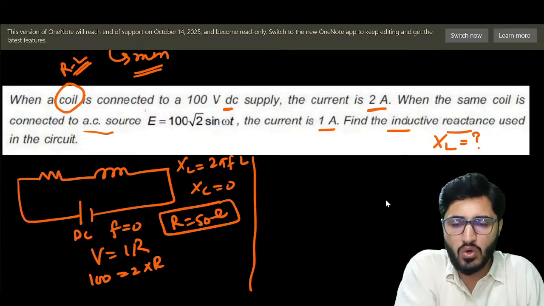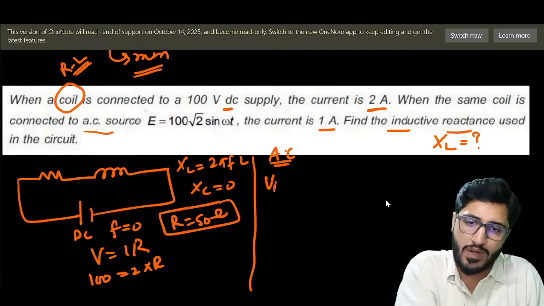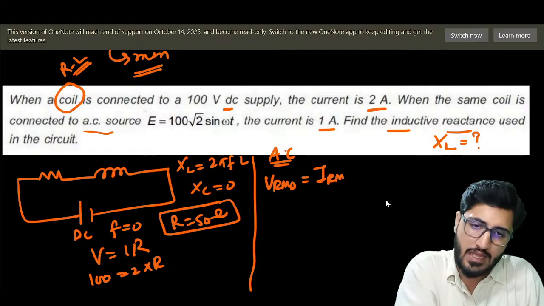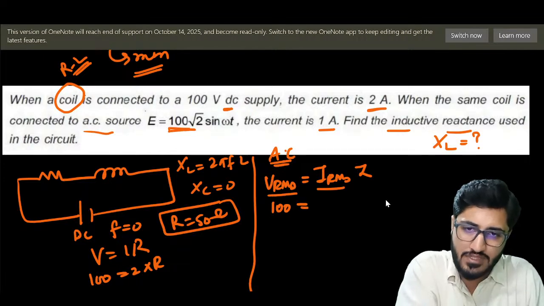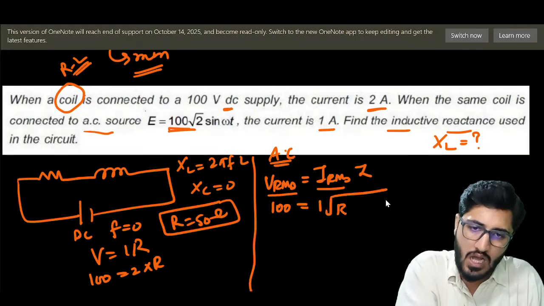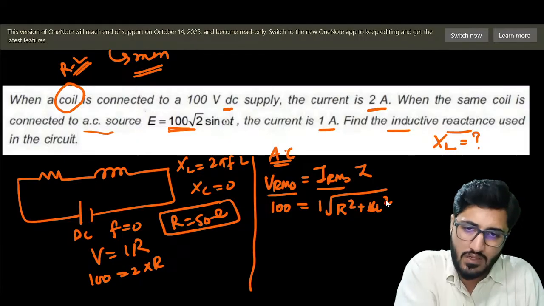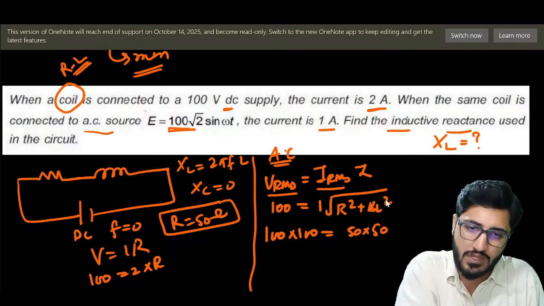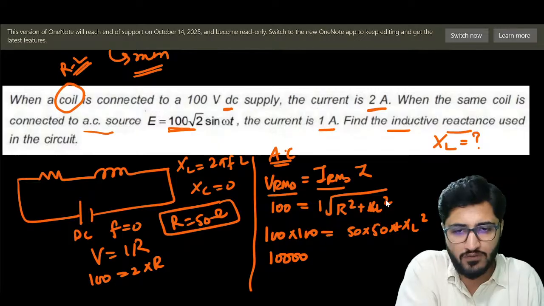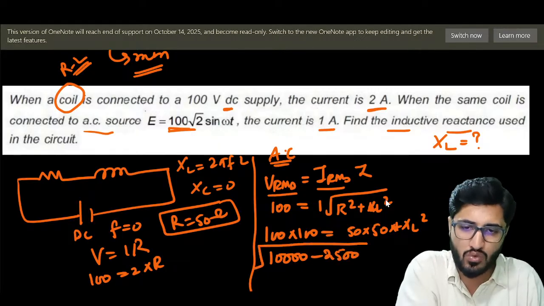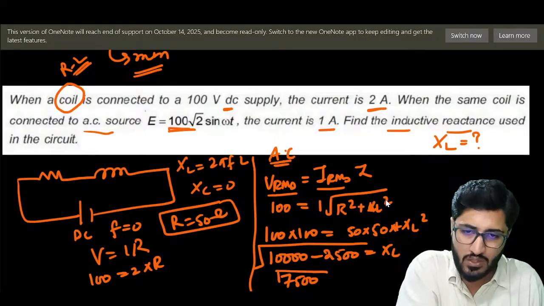Now the whole thing is connected to the AC supply. So what is VRMS? VRMS is IRMS into Z. VRMS is 100, IRMS is 1. What is Z? It will be under root of R square plus XL square. So 100 into 100 equals R, which is 50 into 50, plus XL square. 10000 minus 2500 gives 7500, under root of which XL came out to be 50 root 3 ohm.